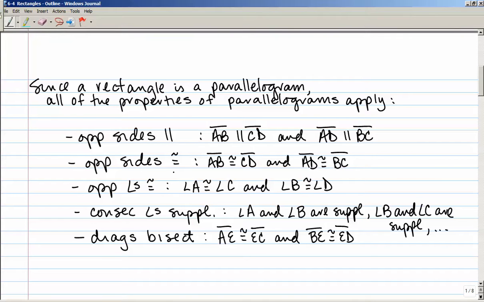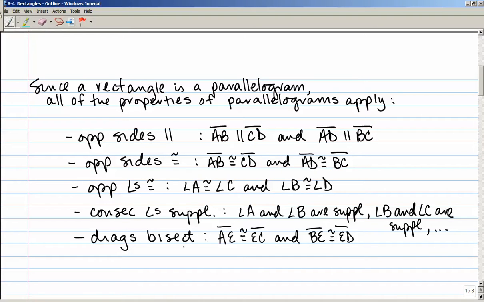Also, opposite sides are congruent to each other. AB is congruent to CD, and AD is congruent to BC. Opposite angles are congruent, and that's kind of obvious because all of the angles are the same. They're all 90 degrees. Angle A is congruent to angle C, angle B is congruent to angle D. Consecutive angles are supplementary. Angles A and B are supplementary, B and C are supplementary, C and D, D and A, and that's also kind of obvious since they're all 90-degree angles. Any two 90-degree angles add up to 180.